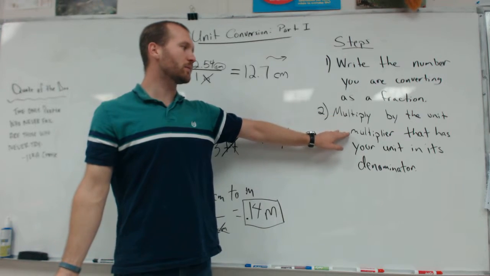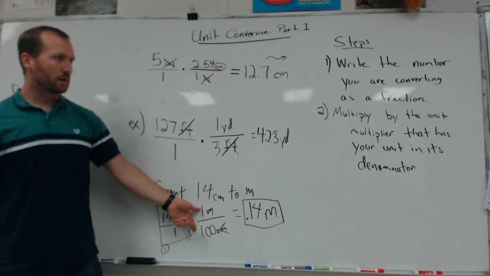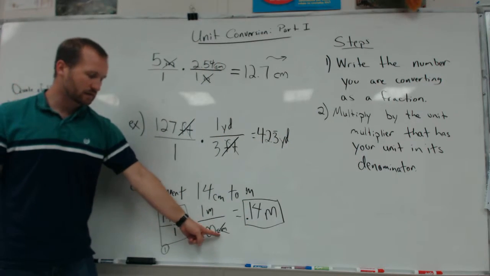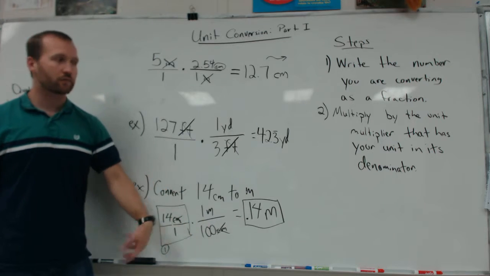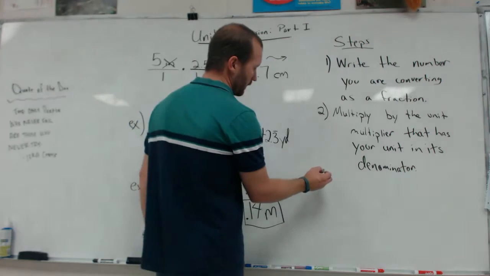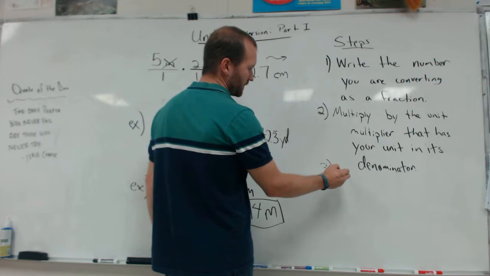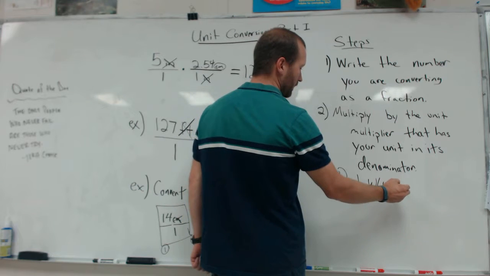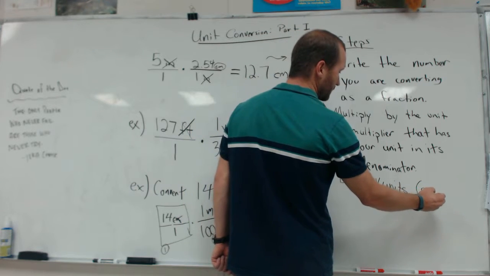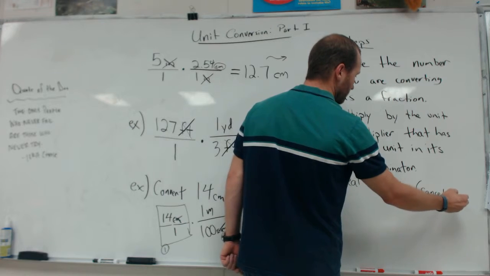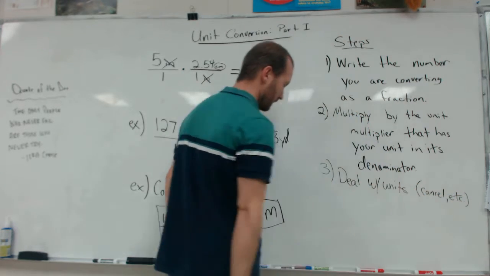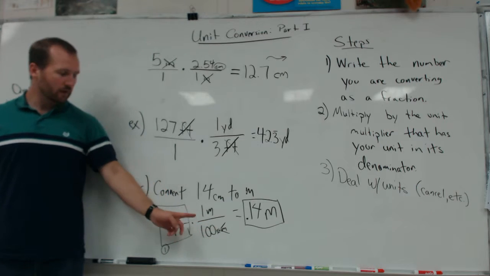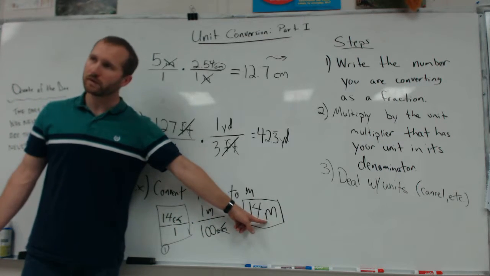Okay? So for now, this step, you can follow this exactly. Multiply by the unit multiplier that has your unit in its denominator. So my unit was centimeters. This has centimeters in the denominator, so they'll cancel off. Step 3, I'm just going to say deal with your units. So cancel, etc. So here we canceled centimeters, right? We crossed them off, and then we had meters left, so I wrote meters.